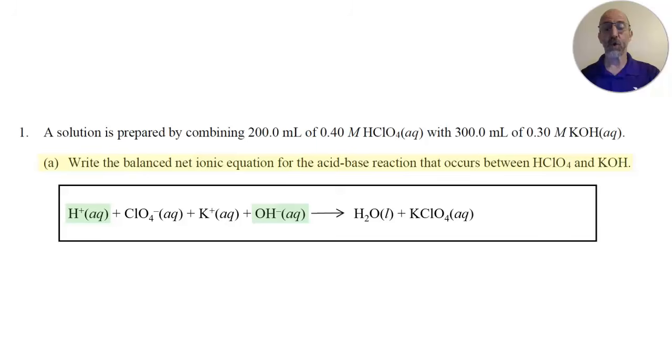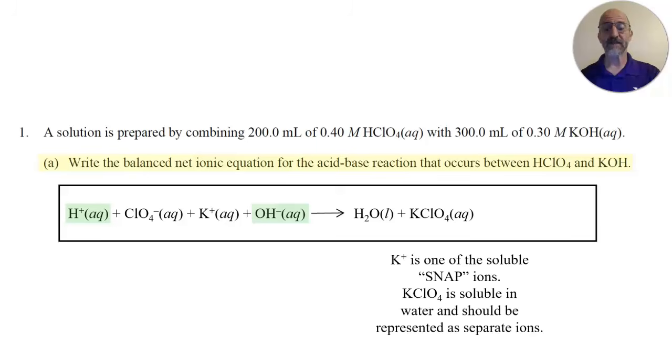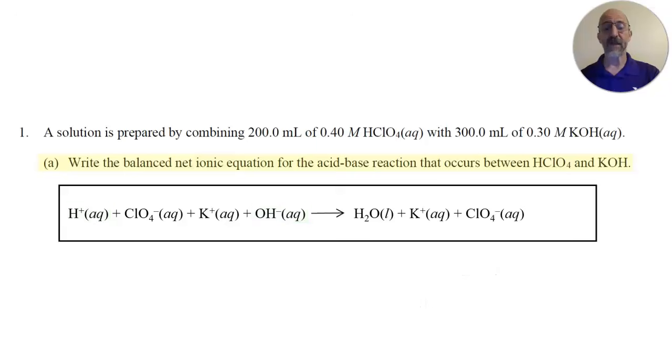Now, potassium perchlorate is an aqueous ionic compound. And you might remember that potassium is one of the soluble SNAP ions, where SNAP stands for sodium, nitrate, ammonium, and potassium, those are soluble in ionic compounds. So we're going to split that up into K+ and ClO4-. As you can see, we're going to cross off some spectator ions that appear in identical form on the left side and the right side. So perchlorate, or ClO4-, I can cross that off on the left side and the right side. Potassium, K+, I can cross that off on the left side and the right side.